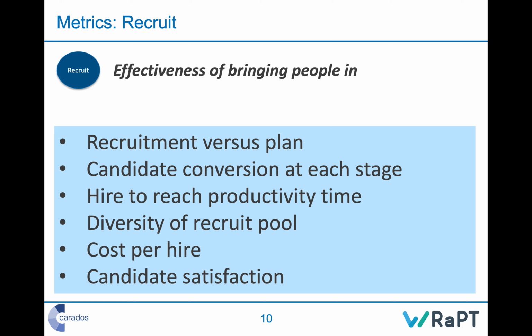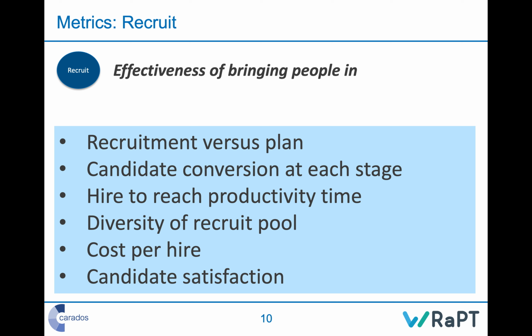You might want to look at candidate conversion at each stage. So how many did we convert at each stage of the recruitment process, from sending out the invite all the way through to recruitment. We might want to look at the hire to reach productivity time. So when we recruit people, how long does it take them to be at certain different levels of productivity? And obviously that will have an impact on the productivity numbers. We might want to look at the diversity of the recruit pool and the diversity potentially at each stage.